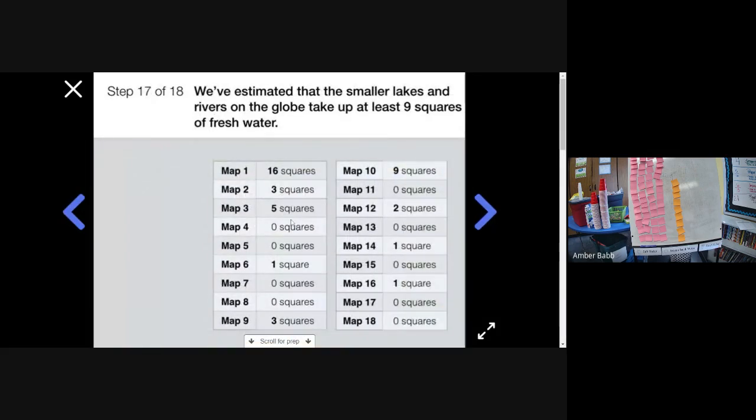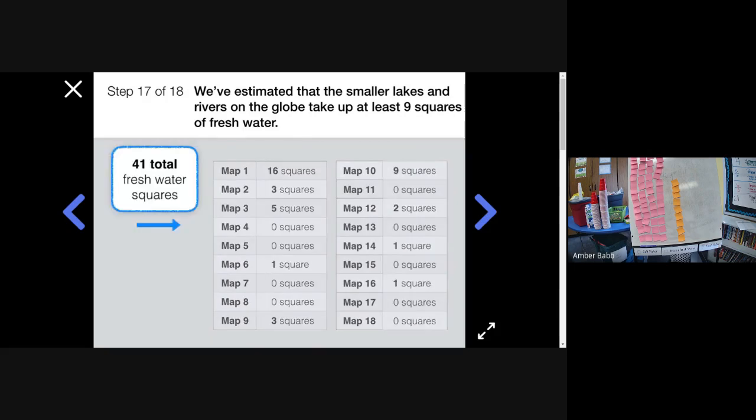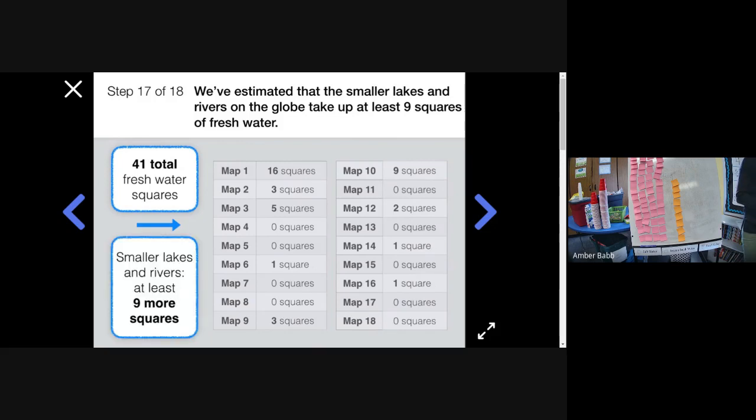Unless I counted wrong. When you counted up all the squares, you saw that all of the world's biggest lakes don't even make up 50 squares. But there are lots of smaller lakes and rivers that were too small to show on the map. We've estimated that the smaller lakes and rivers on the globe take up at least 9 squares of freshwater. Now there's about 50 squares altogether. Have someone put 1 sticker up for the freshwater graph. Now your graph is done.